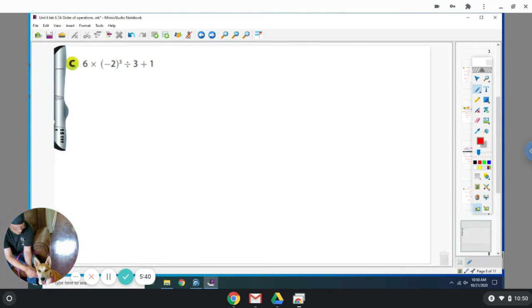Okay, let's try another one. So we're going to do our exponent, and our exponent is to the third power. So it means we're doing negative 2 to the third power, the same thing as negative 2 times negative 2 times negative 2. Negative 2 times a negative 2 is positive 4. Now you're going to do positive 4 times negative 2, which is a negative 8. So negative 2 to the third power is a negative 8.